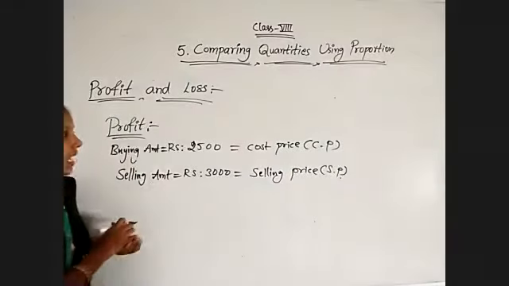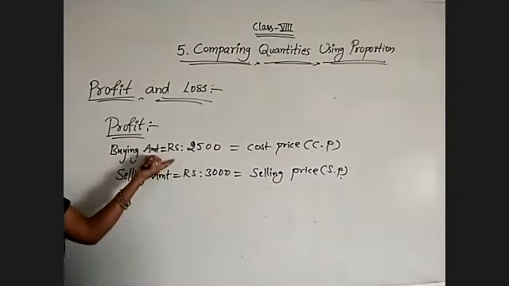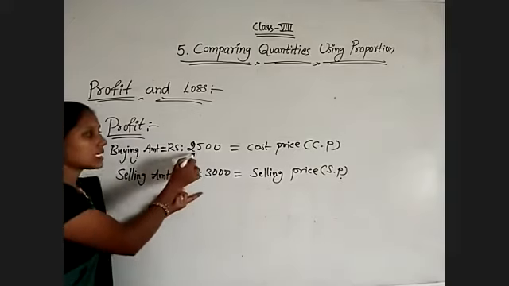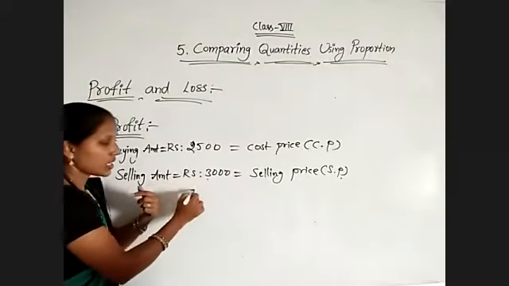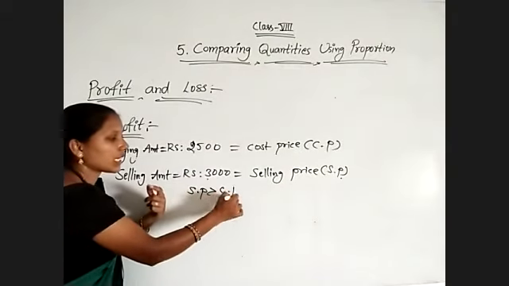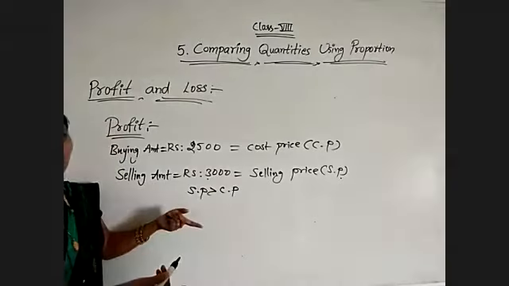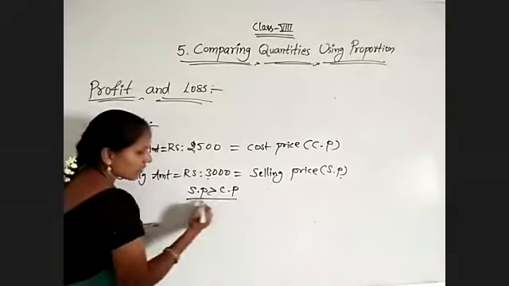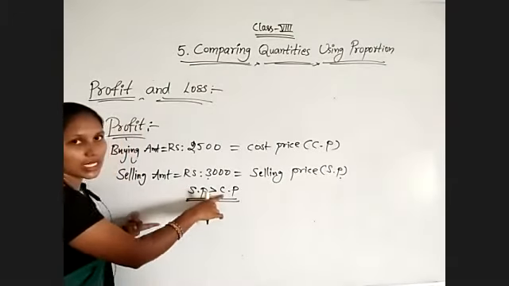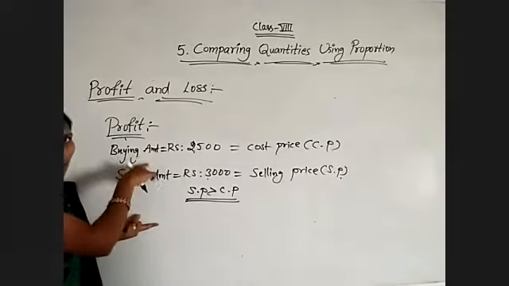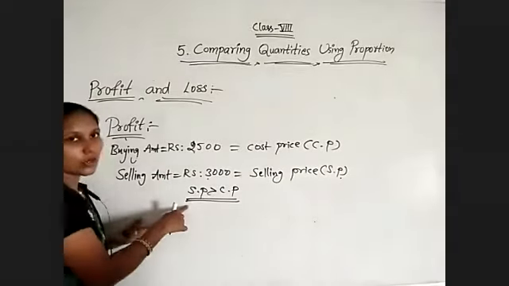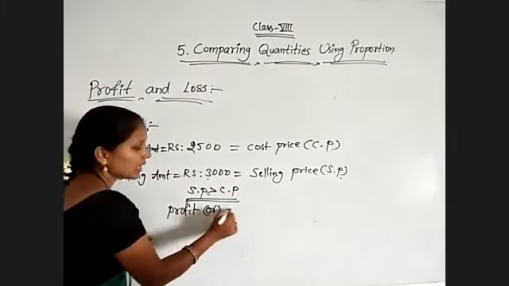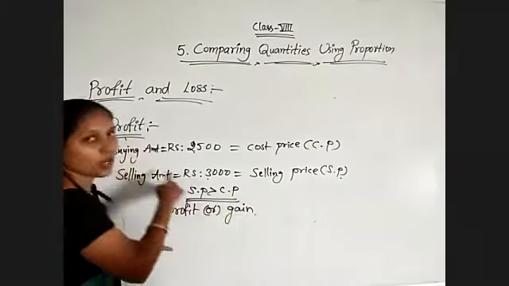So just observe these values now. I bought the item for 2,500 rupees and I sold it for 3,000 rupees. CP is less than SP. That means SP is more than CP. In that case, I am getting extra amount. I am not getting any loss, so I am getting profit. Whenever you get SP more than CP, that is, selling amount more than the buying amount, you will get profit or gain. The other name of profit is gain.